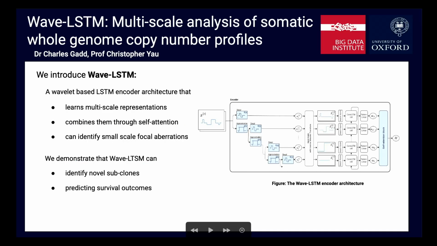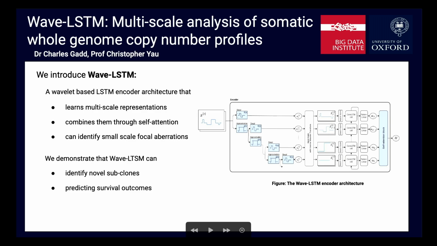So we introduce a method called Wave LSTM. Wave LSTM is a wavelet-based long short-term memory encoder architecture, and Wave LSTM learns separate representations for each scale. It combines each of these representations using a self-attention mechanism into a single multi-scale attentive embedding, and we demonstrate Wave LSTM on two tasks.